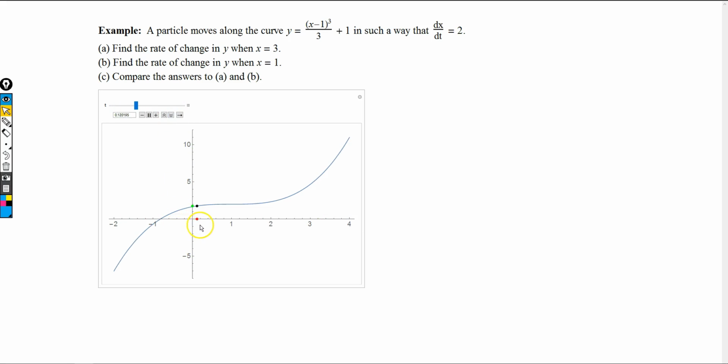So you see the red dot is moving to the right at a constant speed, and the green dot right here is moving at a different speed. You see right here it sort of slows down, stops, and then it continues upwards. So its velocity is different from the red dot, and we want to find the velocity of the green dot when the red dot is at 3 and at 1. So that's what this problem is asking us to do. We're trying to find the velocity of that green dot. Alright, so let's see how we can do that.